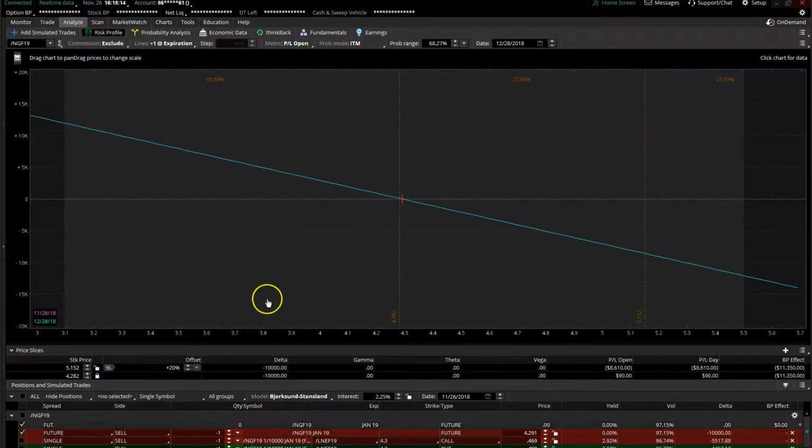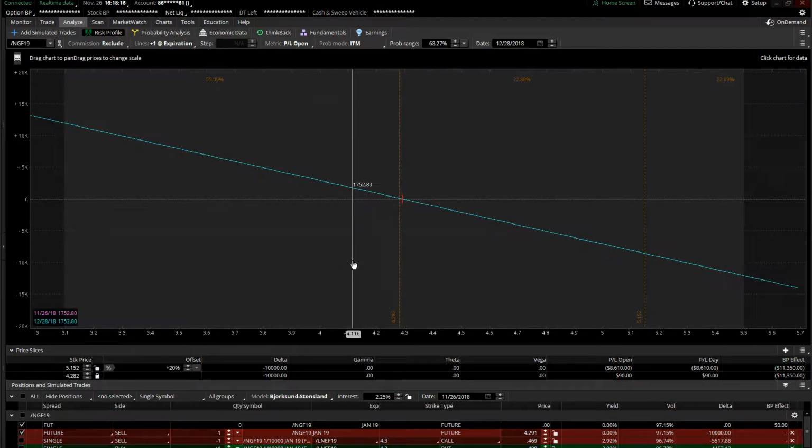Okay, here I am in my SynchroStream platform, and just to show you the difference between just shorting a call option and shorting the outright, just to clearly show that it is less risky selling a naked call than just shorting the outright.